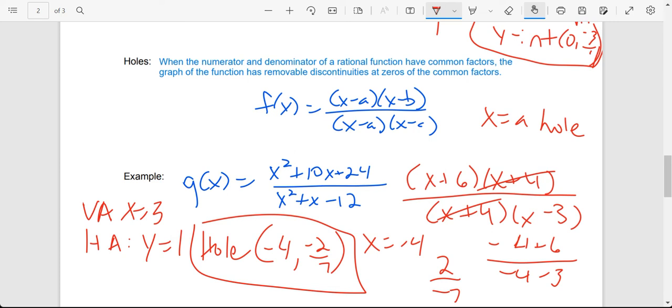Intercepts, x-intercept is values that make the numerator 0, so we have an x-intercept at negative 6 comma 0, and we have a y-intercept. We put 0 in for x, and you're going to get 0 comma negative 2. Once again, set everything over here equal to 0, and then you're left with 24 over negative 12, which becomes negative 2.